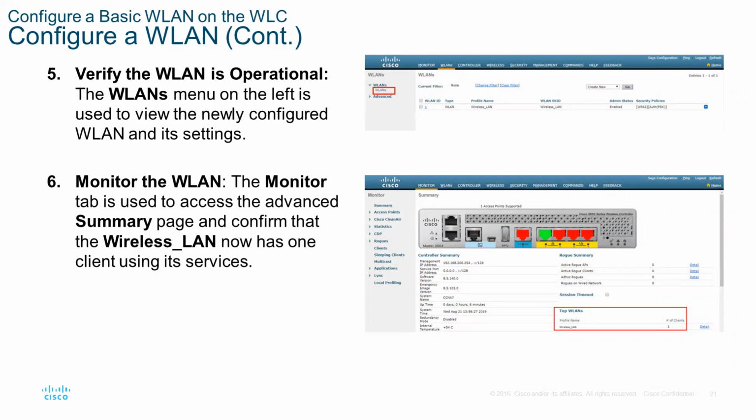Alright, so now we come to verify that what we've done is running. So we go to the left hand menu under wireless LANs, and we should be able to see our new profile and the SSID. Okay, so under monitoring in the top menu, we'll be able to go in there into the summary page and see our wireless setup being active in the bottom right hand corner. That confirms everything is running.